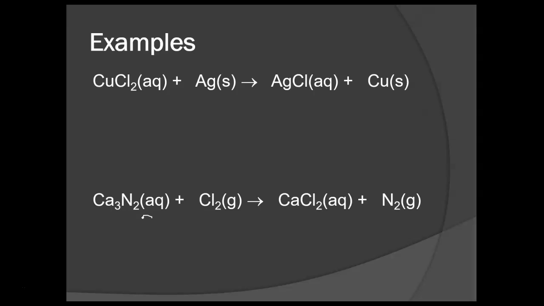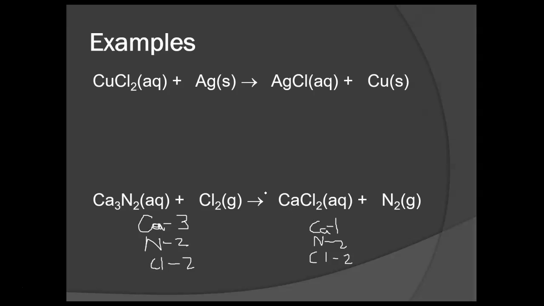Let's move to this one. So we'll start our tally. We have calcium, and there are 3 of them on this side. We have nitrogen, there's 2 of them on this side. We have chlorine, and there are 2 of them on this side. Over on the product side, we have calcium again, and there's only 1 of them. We have nitrogen, again, there are 2 this time, and we have chlorine again, where there are 2. So my nitrogens and my chlorines are balanced, but my calciums are not. So we have to do something there.